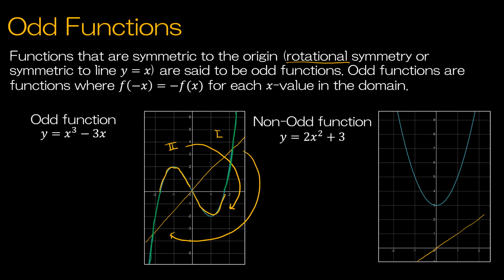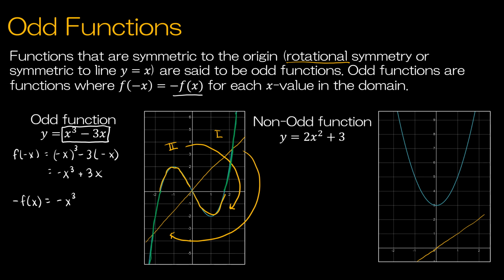Mathematically, we're going to find f of negative x and we're going to find negative f of x. So f of negative x, just as we did before, is negative x to the third minus 3 times negative x, and we're going to simplify to negative x cubed plus 3x. Then we're going to find negative f of x. So negative f of x means take everything in here times negative 1. So that would be negative x cubed, and then negative 1 times negative 3x would be positive 3x. And I can see that these are the same, and therefore this is an odd function.